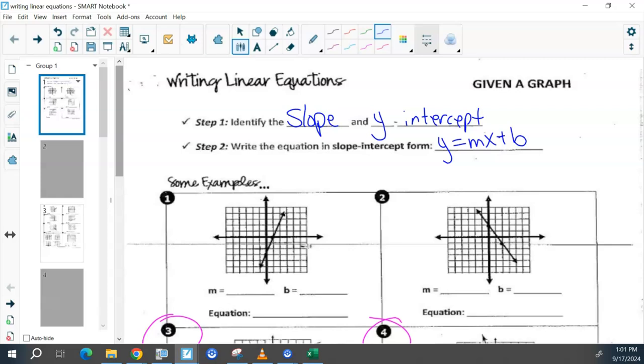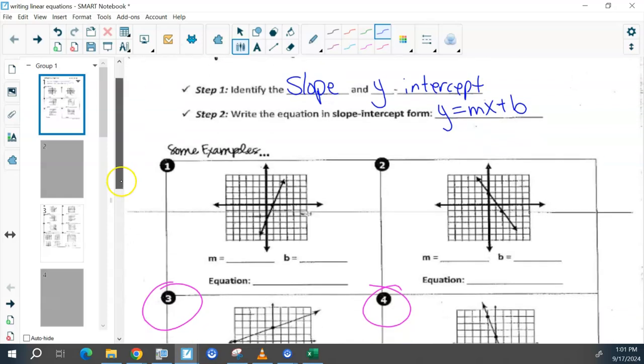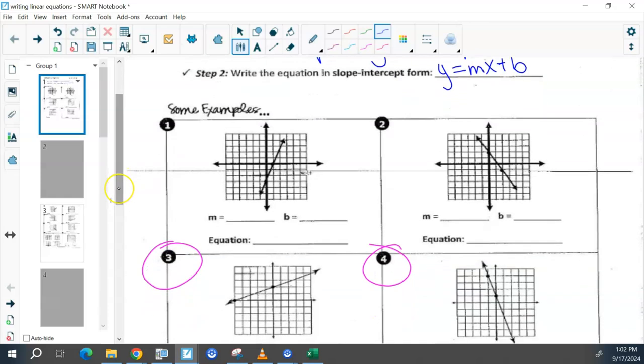Do you have a question? No. Okay. So always we're going to be using this. Remember this. It will be helpful for future. So in the first couple problems, they have a spot for where m is, where b is, and then we write the equation. And then they stop doing that. We are still going to keep doing that, but if you don't need that, then you don't have to.